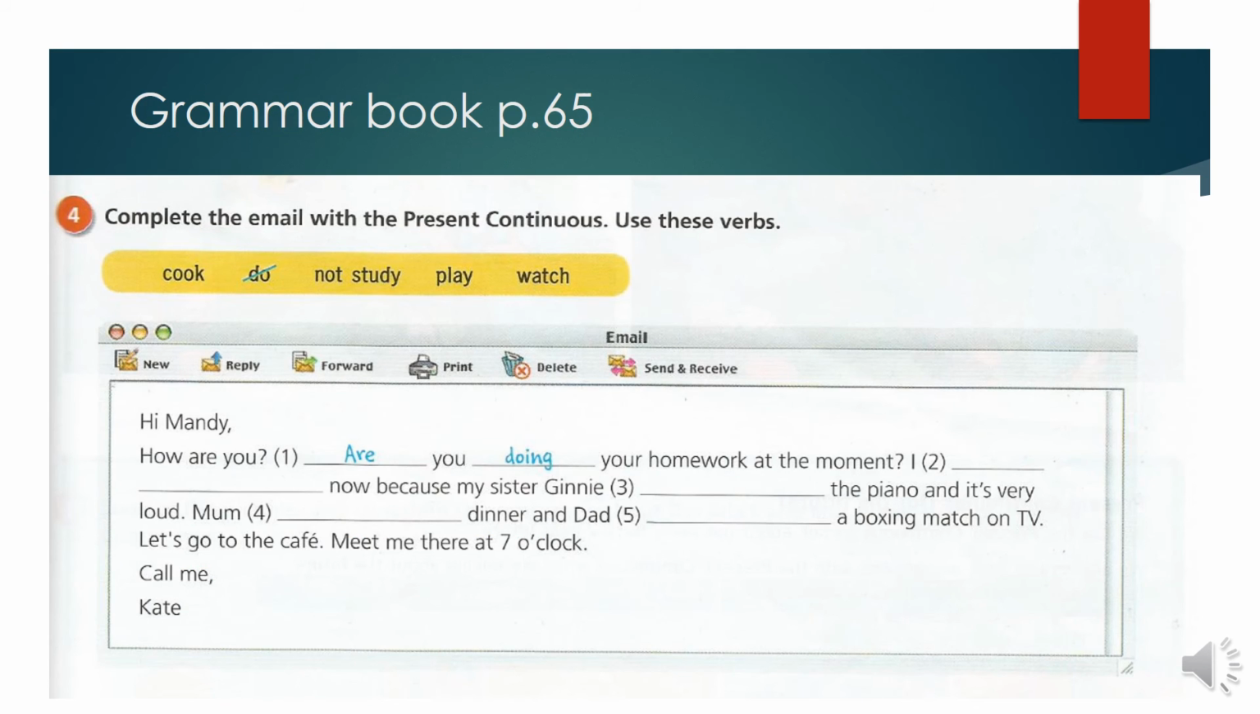Okay, Junior 3, we are in exercise 4 on page 65. Complete the email with the present continuous using these verbs: cook, do, not study, play, watch. Let's read. It's an email. Hi, Mandy. How are you? Number one, it will be do. Are you doing your homework at the moment?